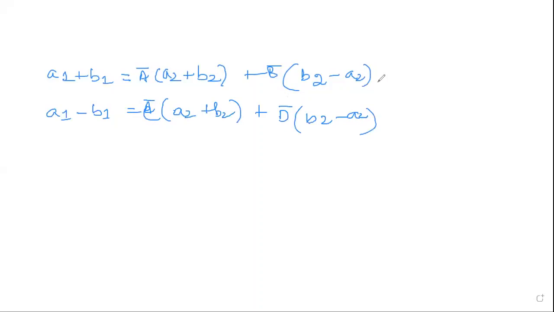What was the equation number we had written? 12 and 13, ma'am.